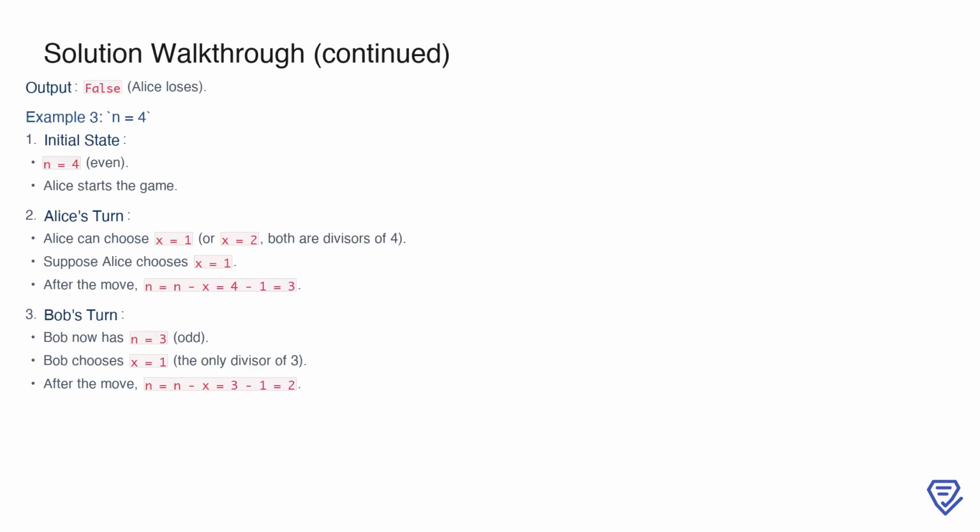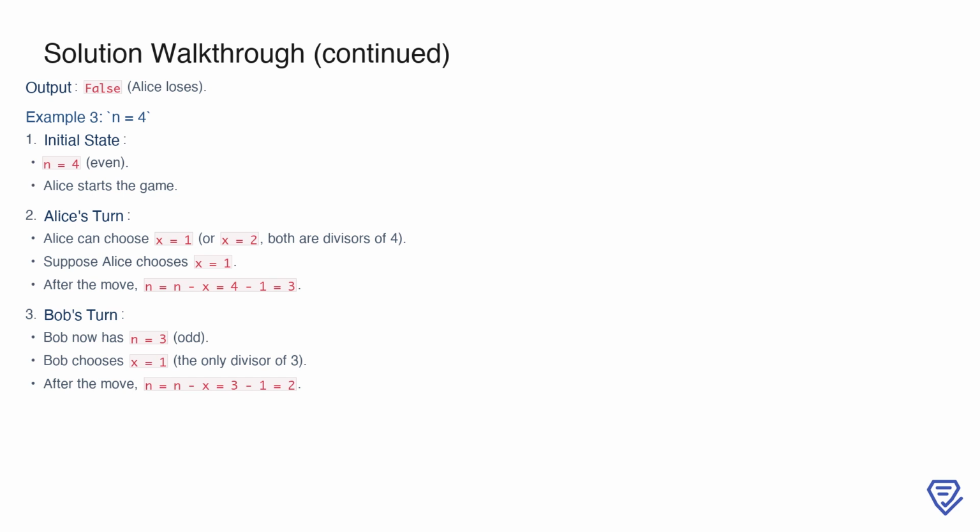Let's take another example with n equals 4. In the initial state, n is even, so Alice begins. On her turn, Alice has multiple choices for x. She could pick x equals 1 or x equals 2, as both are divisors of 4. Let's say Alice chooses x equals 1. After her move, the value of n becomes 4 - 1 equals 3.